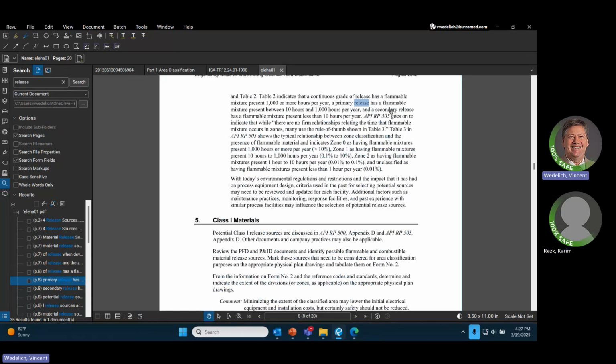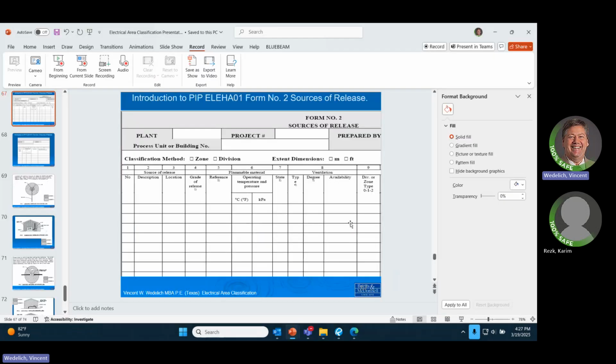So what they're trying to ask you is, what is that? Is it a class one, div two, class one? So here you'd say grade of release would be, in this case, if it's a div two area, a secondary release. And then you would have a reference on that. What's your reference? And then your operating temperatures and pressures. Just because the gas is a certain temperature doesn't mean that they don't heat it up or cool it off, right? So they could actually run it at a different pressure and a different temperature.